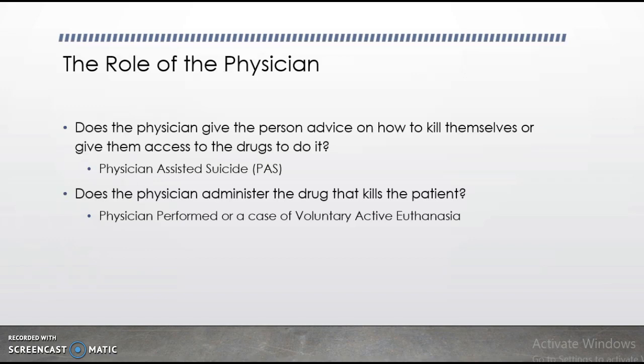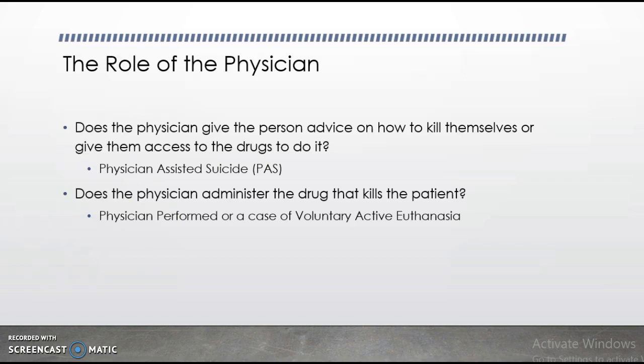Right, so physician-assisted suicide, or PAS as we'll be calling it throughout these lectures, occurs when the physician gives a person advice on how to kill themselves or gives them access to the drugs to do it. Right, so you could have a patient who prefers to die as soon as possible instead of dealing with their terminal cancer, but the physician is unwilling to inject the drug themselves, so the patient comes into the doctor and asks for advice on how to kill themselves. Right? What are the proper doses? What are the risks? What are the chances that it doesn't work? How can I get these drugs? Do I need to avoid any other types of chemicals to avoid bad reactions? So on and so forth.